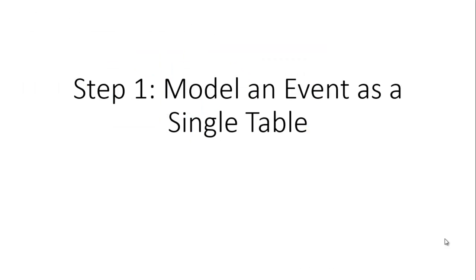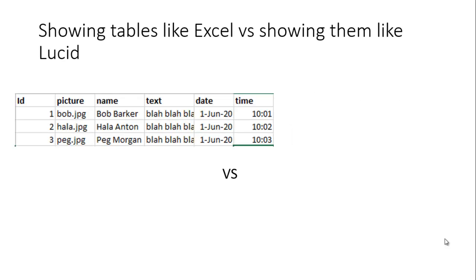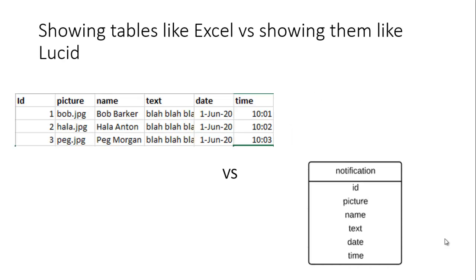But begin by modeling an event as a single table. So you have your event, you know what it's got in it because you figured that out last time. Now you want to create one table that models that event. There's something I want to show you, and it's the way that we've been looking at tables versus the way that we're going to start looking at tables. So we have here the kind of Excel version of a table, and in fact I just took a screenshot of Excel to show you this table.